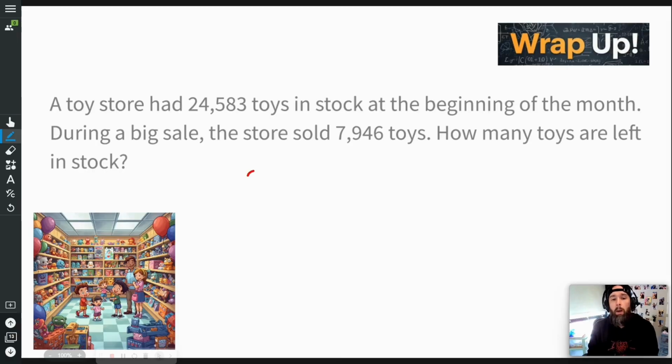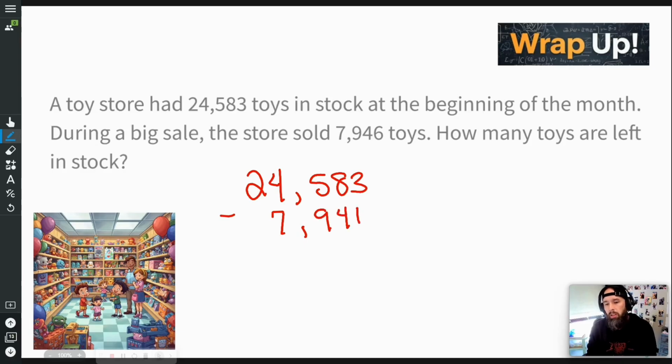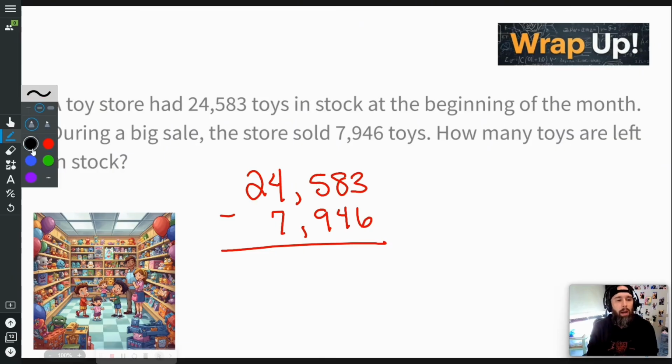So we're going to set up 24,583 and make sure 7,946 is lined up. Look at the commas. Line up the commas with the commas. 7,946. And then we're going to subtract away. 3 minus 6. Can't do it. Borrow 1 from 8 and turn 8 into 7. 13 minus 6 is 7.